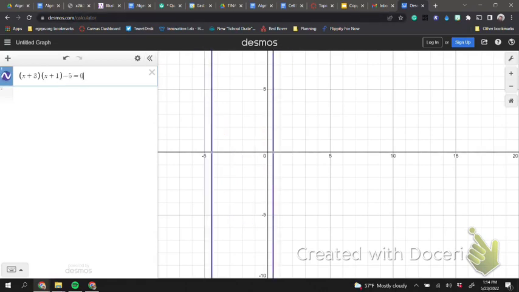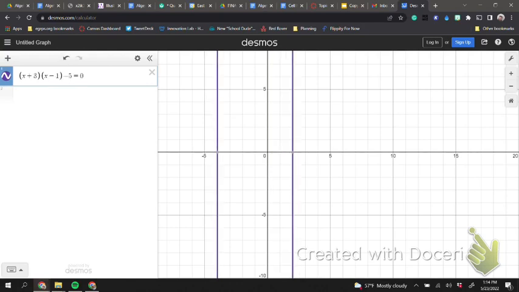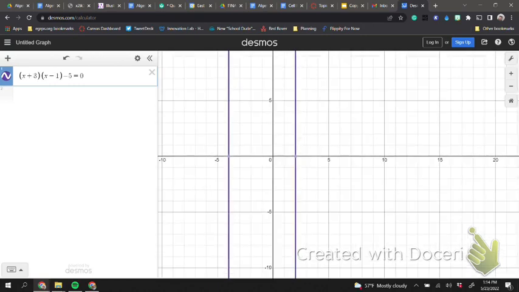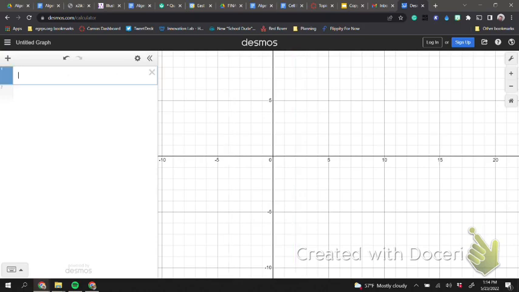x minus 1. Okay. So remember, this 5 was on the right. We got it to equal 0 so we can find x-intercepts. And we get the answers 2 and negative 4. All right, and that last one.